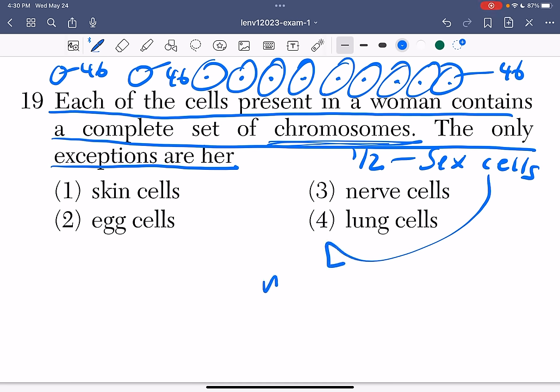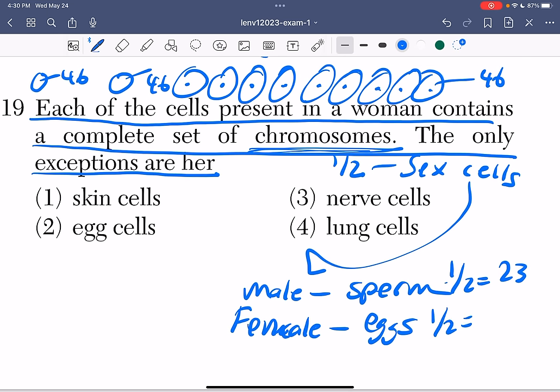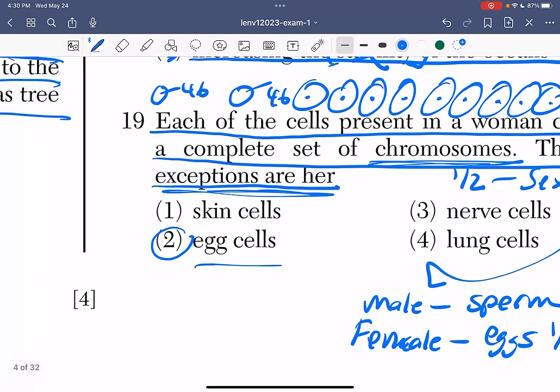If you are a male, that's the sperm. If you are a female, that's where your eggs are. Half of the chromosomes for a human, 23. Half for that are in eggs, 23. So out of all this information, the only exception where you will not have full chromosomes is choice two, eggs. 19 is two.